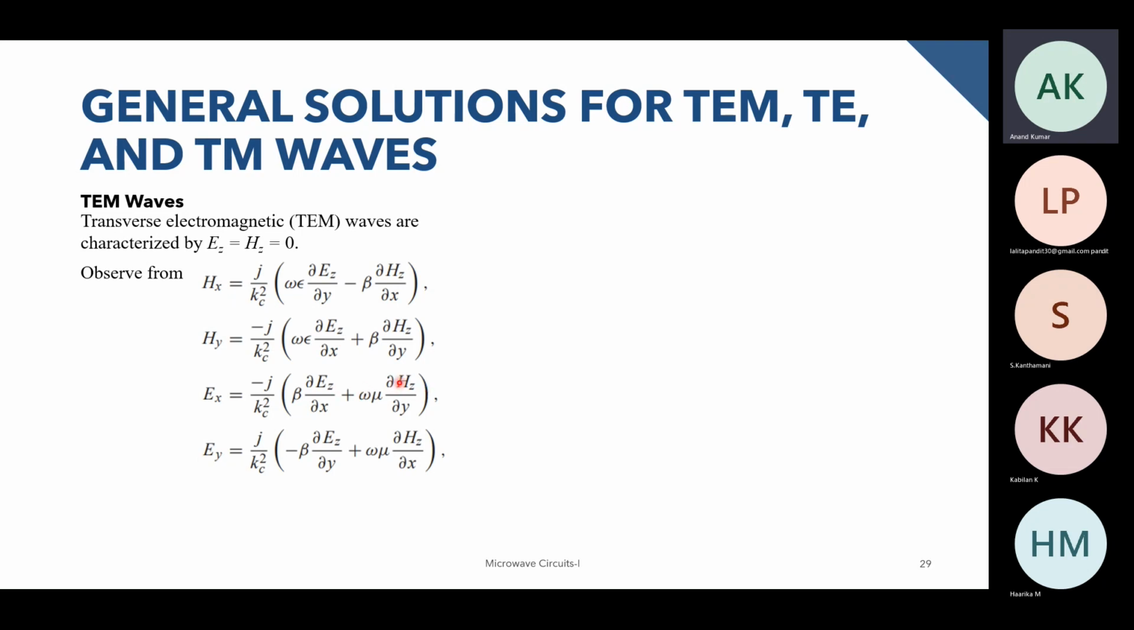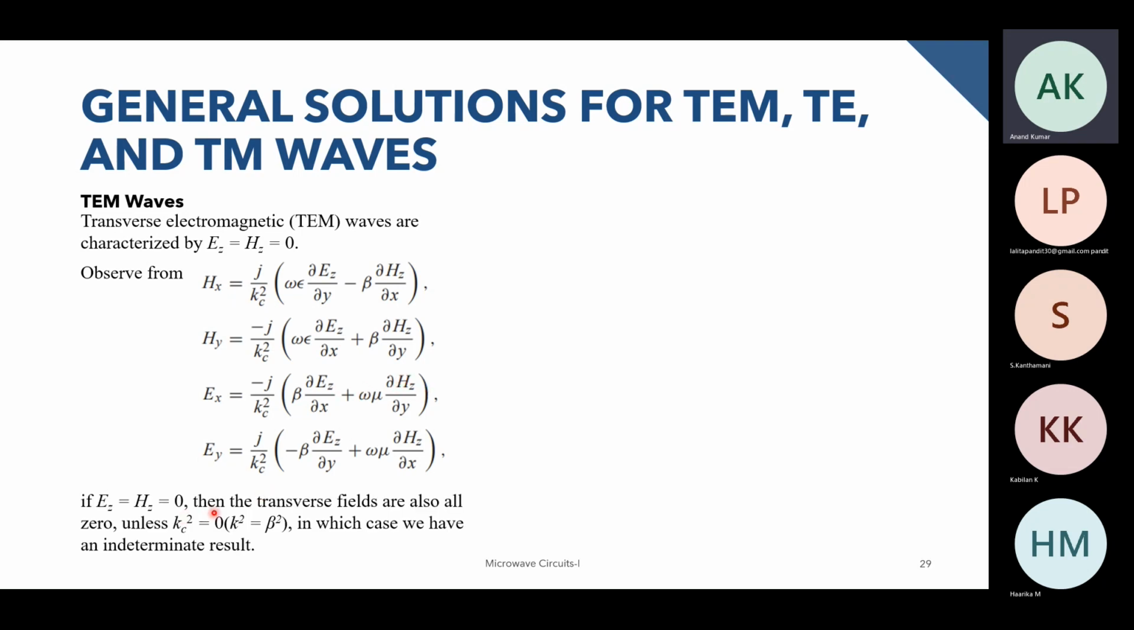This does not look practical. If Ez and Hz are zero, then the transverse fields are all equal to zero, and this Kc turns out to be zero because K naught square equals beta square. So this is an indeterminate result. This does not give any clear conclusion.